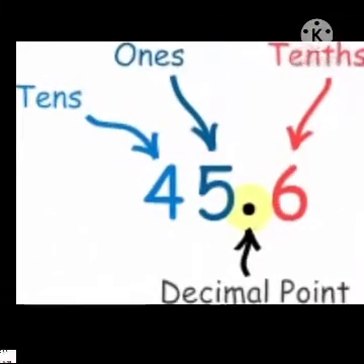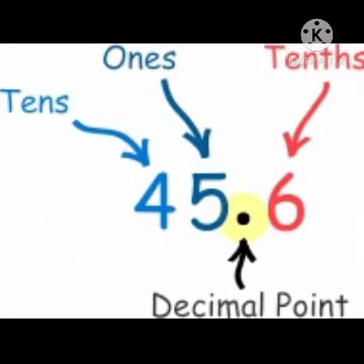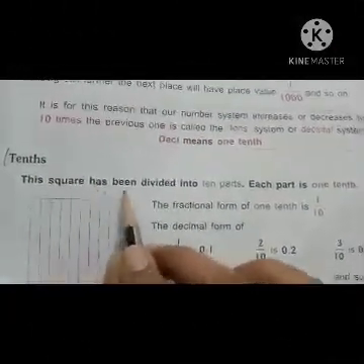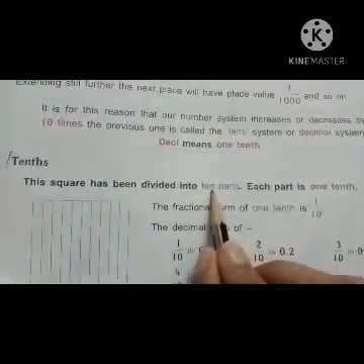And again, see this picture, children: 45.6. 5 is in the ones place, 4 is in the tens place, and also here a point is there, no? Yes, that point is the decimal point. After the point, 6 is there; we call that the tenths place. This square has been divided into 10 parts.